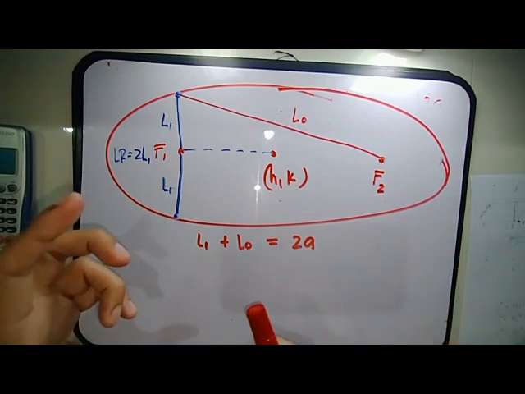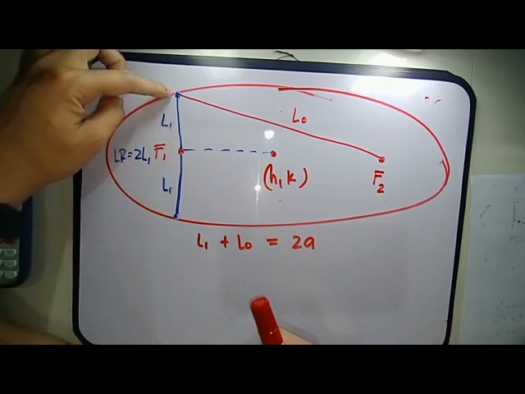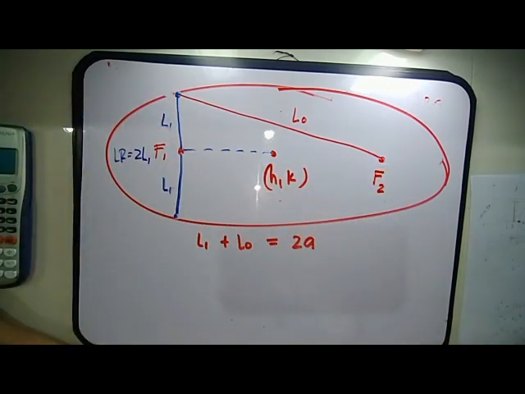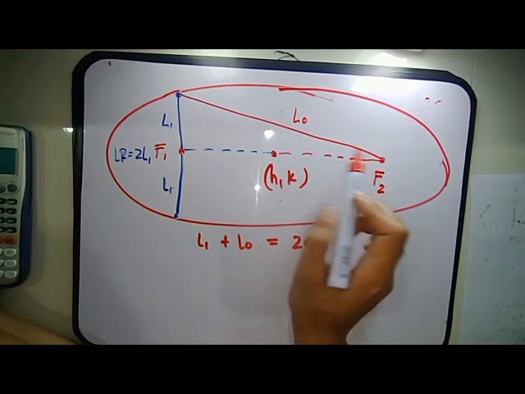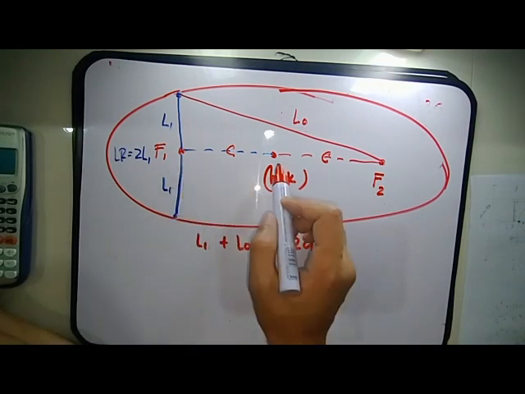The sum of the lengths of the line from one focus to any point of the ellipse, and you connect that point to the other focus, the sum is equal to the length of the major axis. So that is by definition. Then we have this. So this distance is C. This is C. So the total distance is 2C.